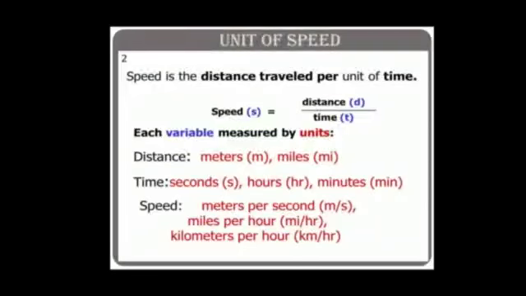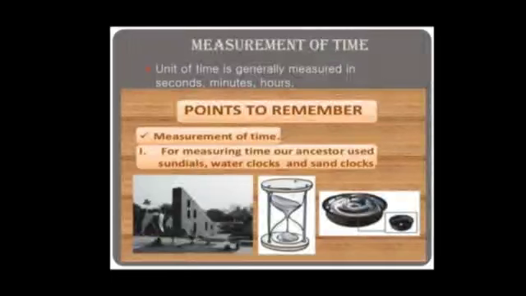We shall use the term speed for average speed. Speed is the total distance covered divided by the total time taken. So speed is the distance travelled per unit of time. Speed is equal to distance upon time. Each variable is measured by units: distance in meters and miles, time in seconds, hours and minutes, speed in meters per second, miles per hour and kilometers per hour. So what is the formula of speed? Speed is equal to total distance covered upon time taken.